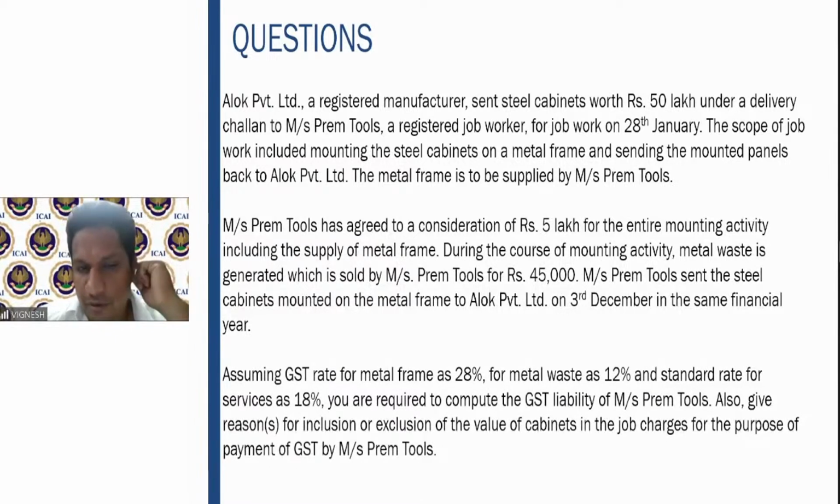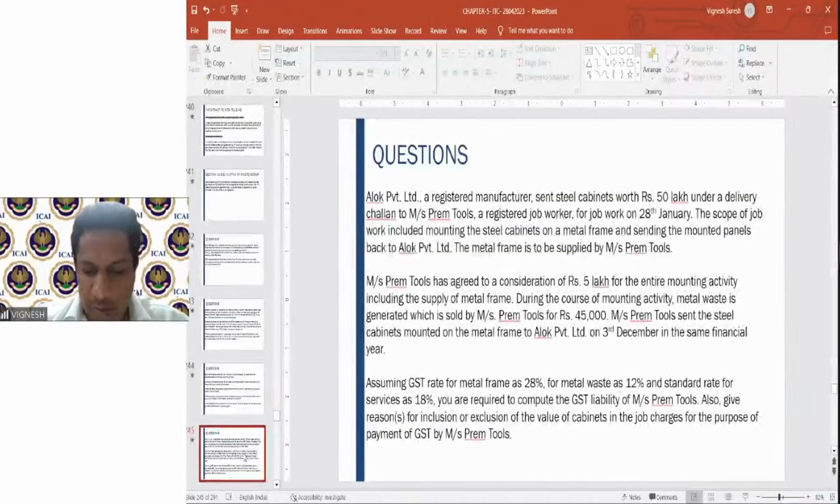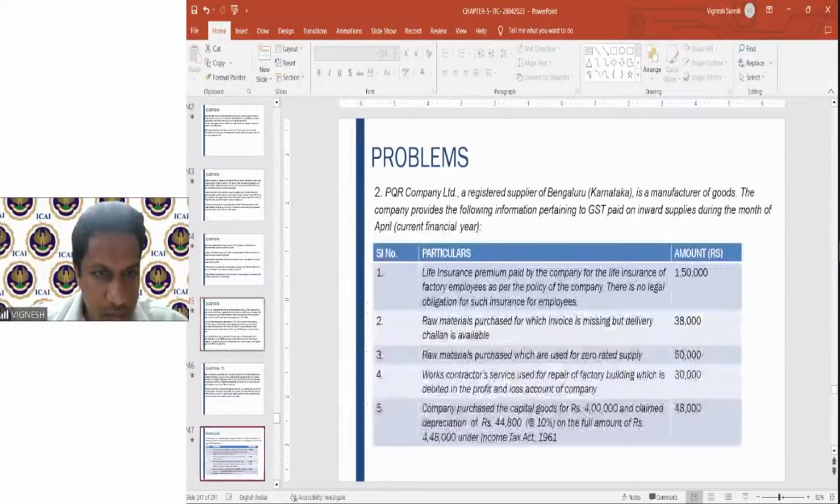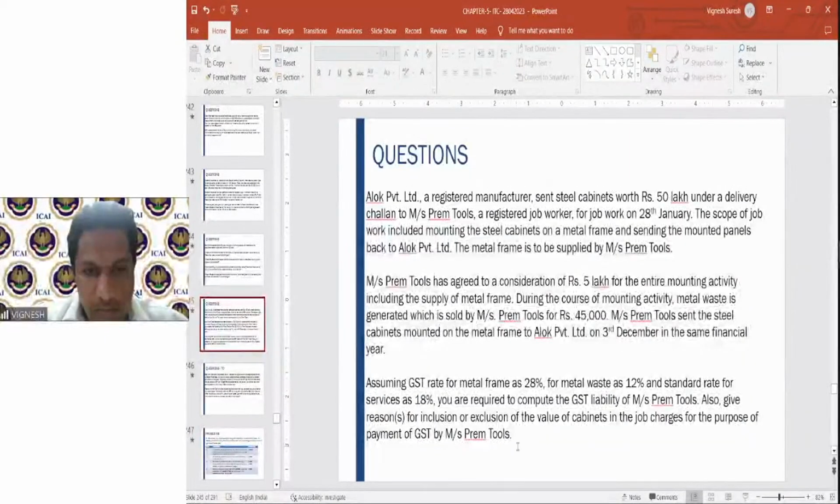Assuming the GST rate for metal frame is 28%, for metal waste is 12%, and standard rate of services is 18%, you are required to compute the GST liability. Also, give the reason for inclusion or exclusion of the value of cabinets. Please try to answer this problem. Okay, he's asking you to calculate the GST liability.